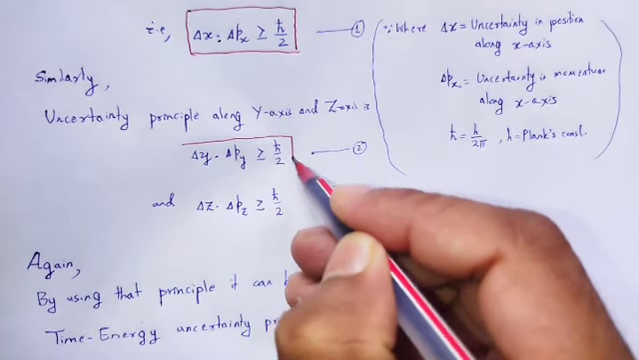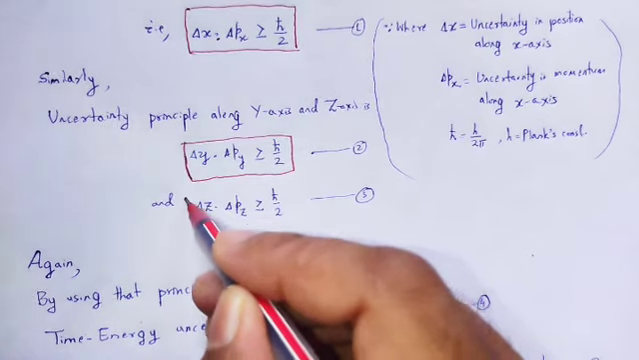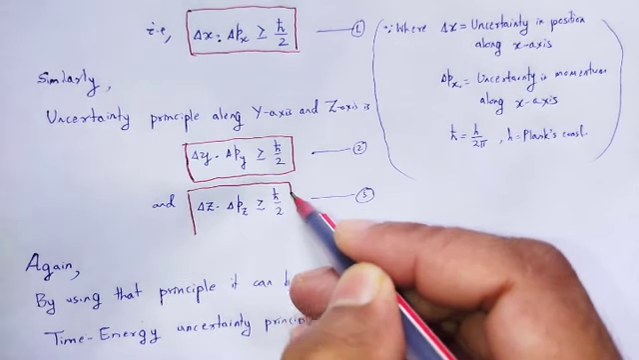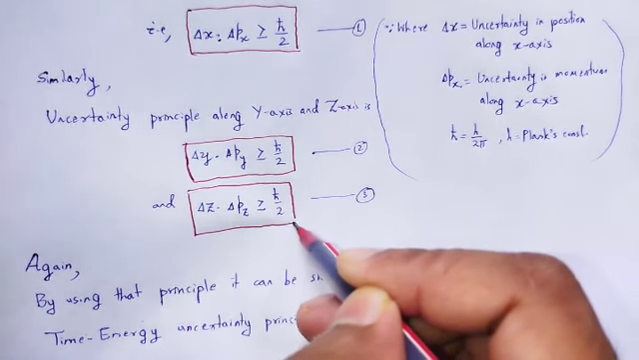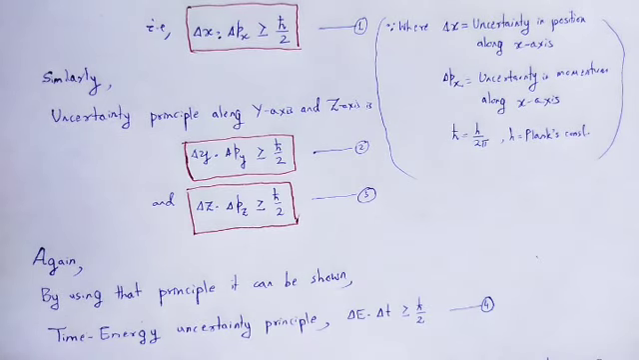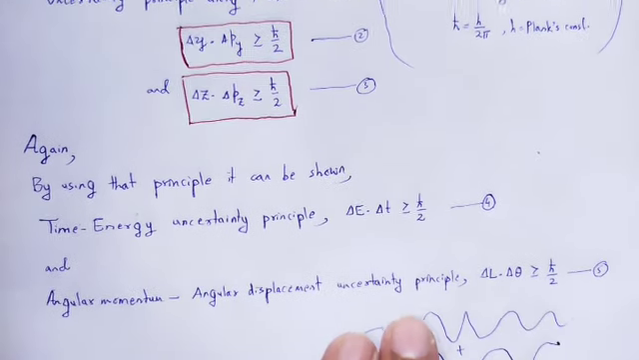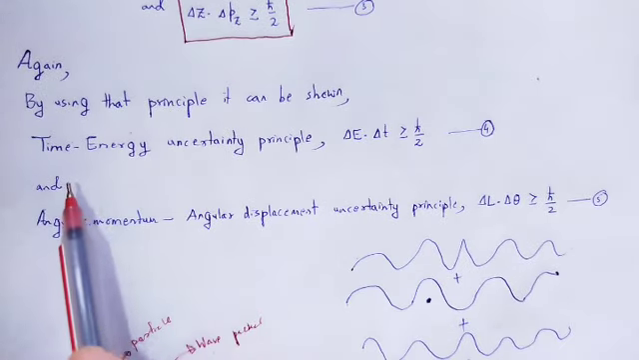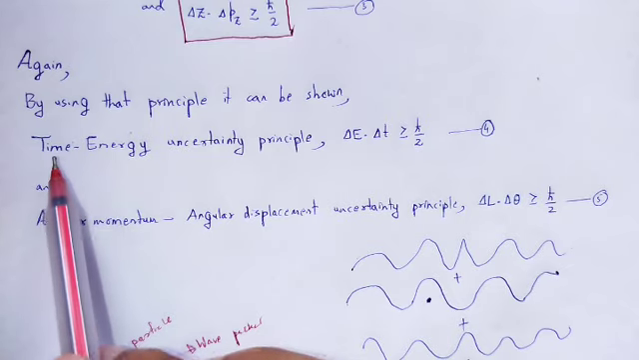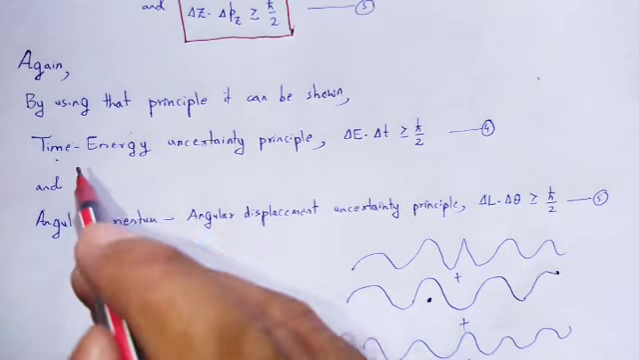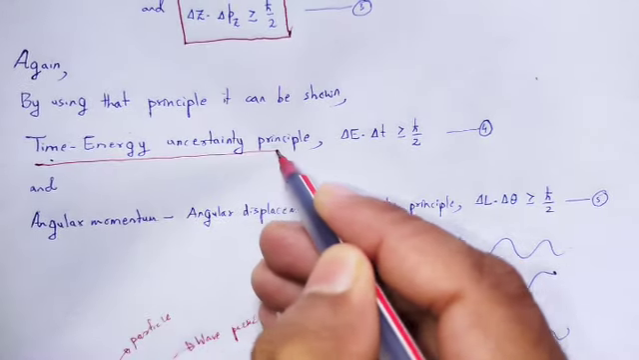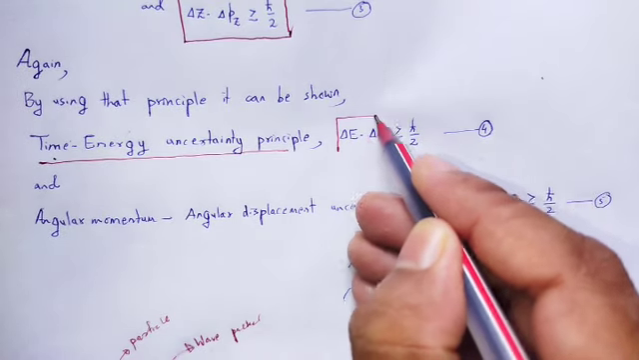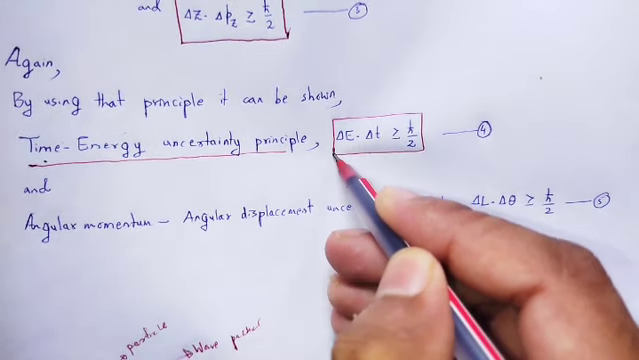Position and momentum are uncertain. Similarly, there are other physical quantities which are also uncertain. Two of them: we can't simultaneously measure time and energy. Time and energy uncertainty principle: del E del T is greater than or equal to h cut by 2.